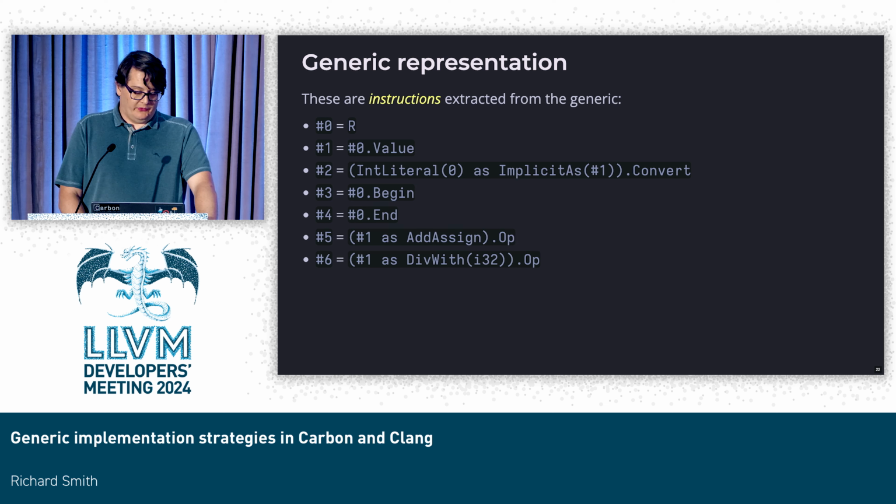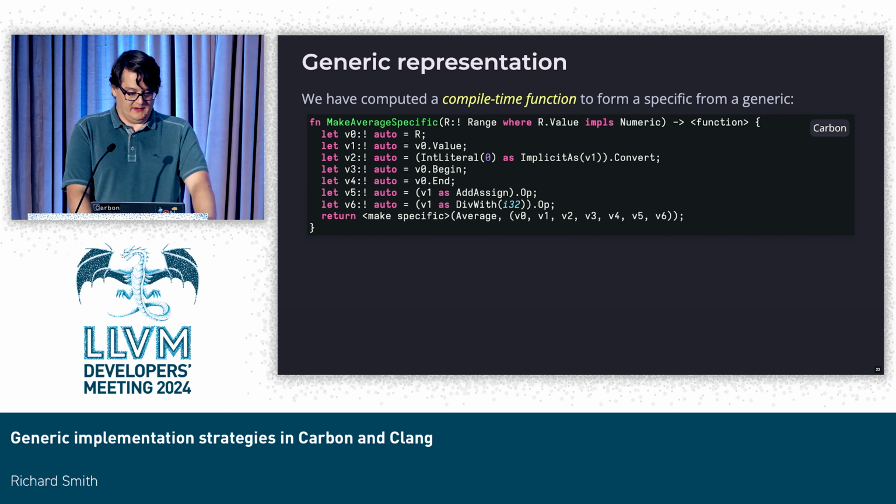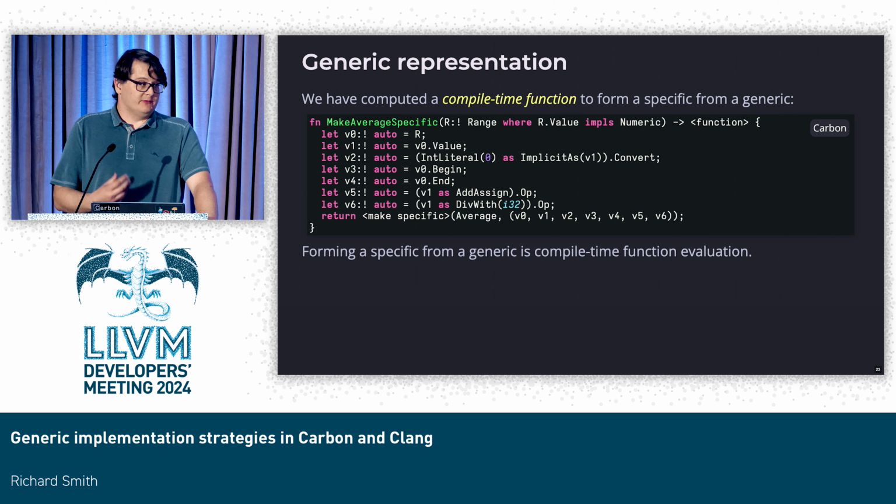Now, the things that live in those slots are, in general, instructions in our IR. And because we have an array of instructions, it's pretty natural to think of that as a block of code. And that has a very interesting consequence, which is that the method for computing a specific from a generic is then to execute a compile time function whose body is those things. And so what that means is our process of forming a specific from a generic is a compile time function evaluation. We've converted the generic into a compile time function. That compile time function computes the specific.